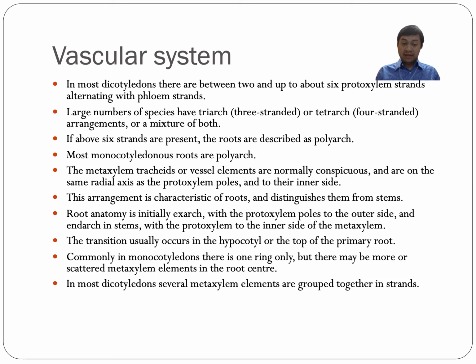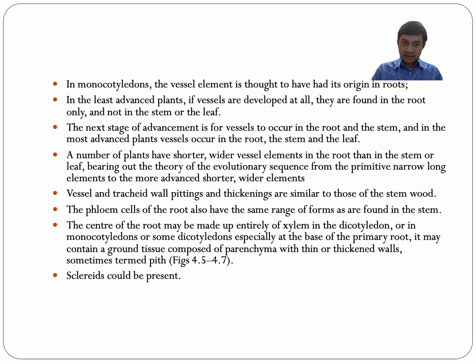Commonly in monocotyledons there is one ring only, but there may be more or scattered metaxylem elements in the root center. In most dicotyledons, several metaxylem elements are grouped together in strands. The vessel element is thought to have had its origin in roots. In the least advanced plants, if vessels are developed at all, they are found in the roots only and not in the stem or leaf.